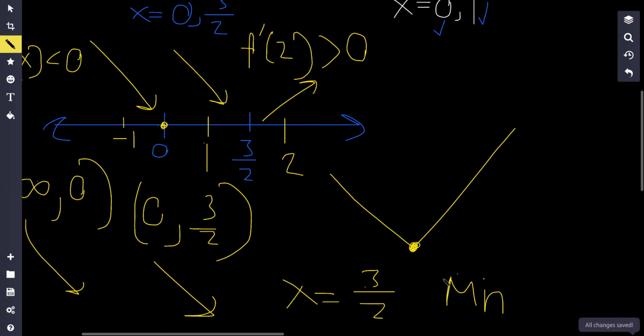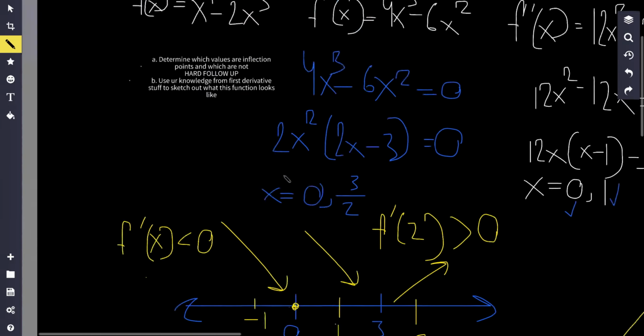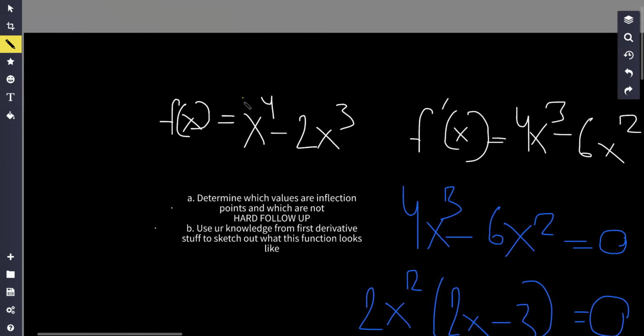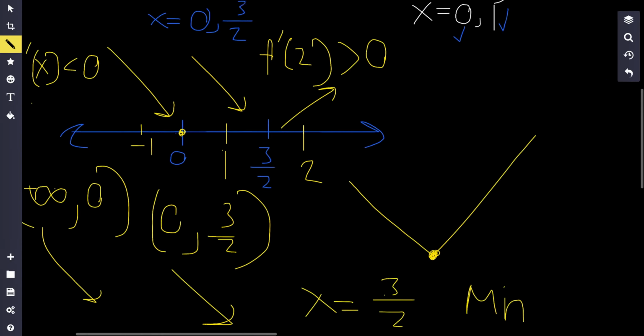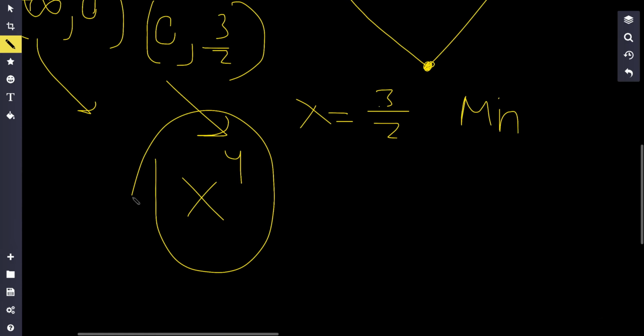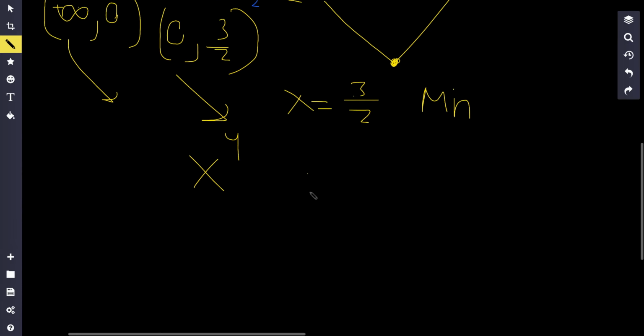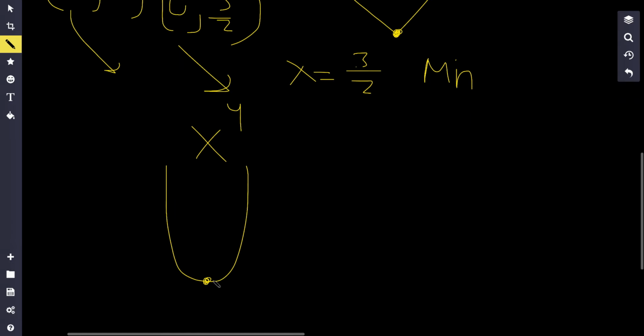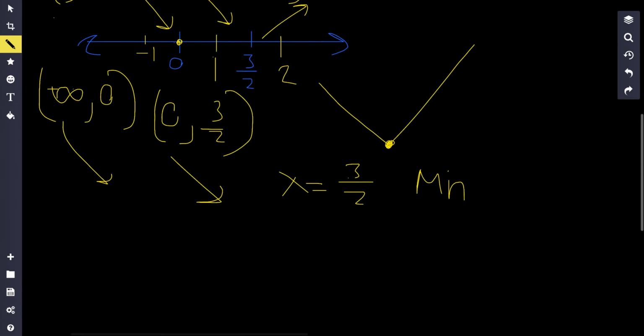And this also makes sense why we have a minimum point, because our original function had x to the fourth power as its leading power, the highest power in our function. And you know how x to the fourth power looks. It looks just like a parabola, and this parabola has a minimum point. So all of this stuff matches up.